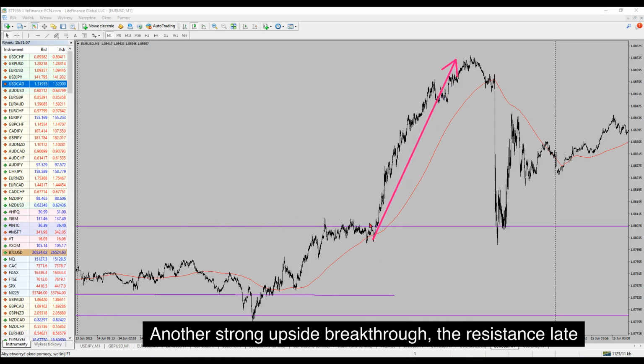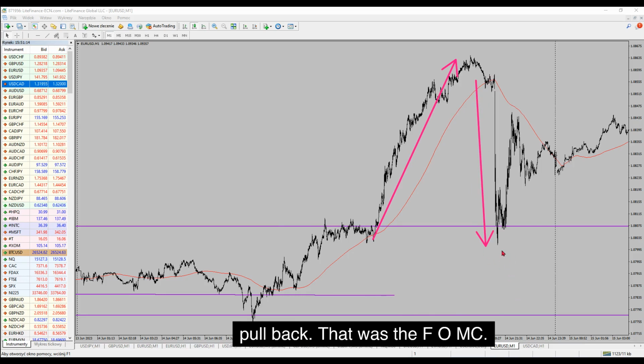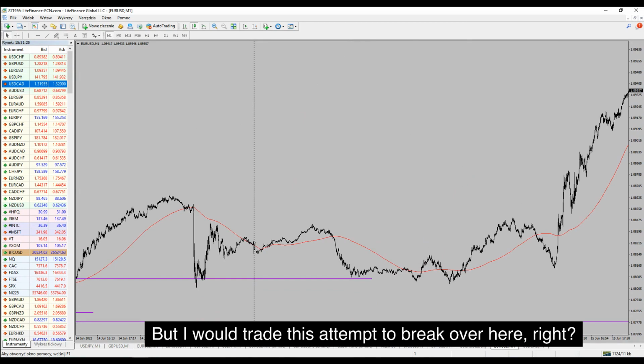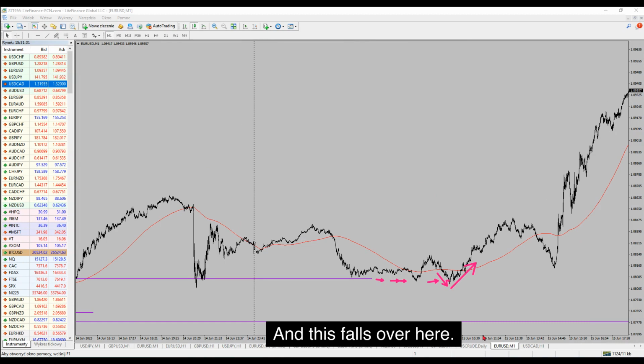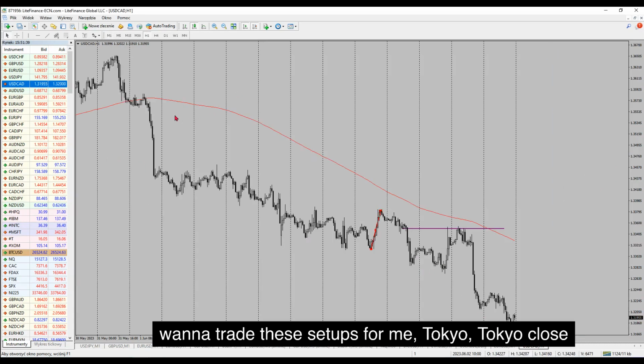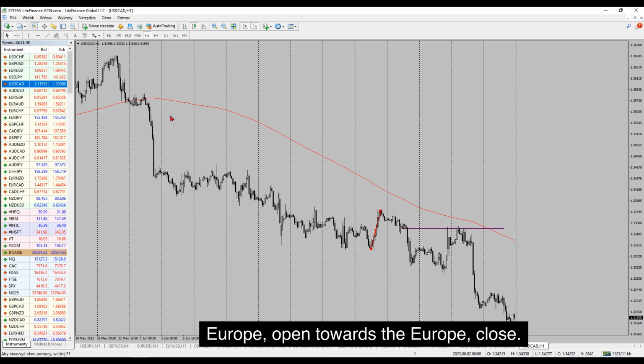Another strong upside break through the resistance. Late pullback, that was the FOMC. I wouldn't trade that, and that was another setup, right? But I would trade this attempt to break over here, right? And this false break over here. That could be another setup. What is very, very important, guys, is when you want to trade these setups. For me, late Tokyo close, Europe open, towards the Europe close. So half of the US session as well.